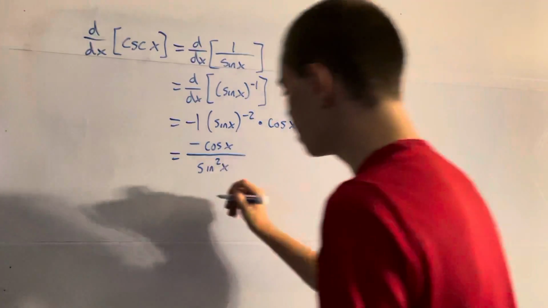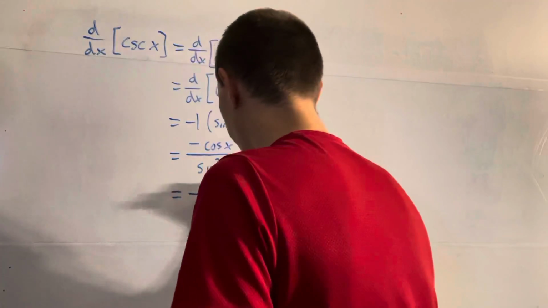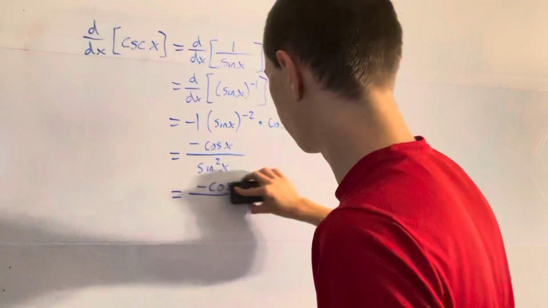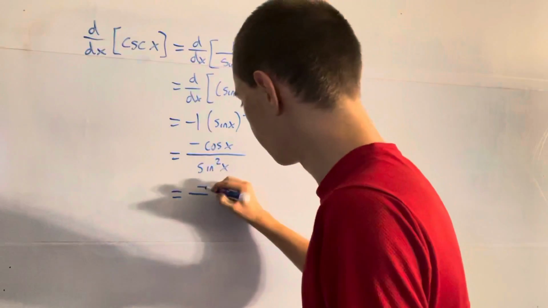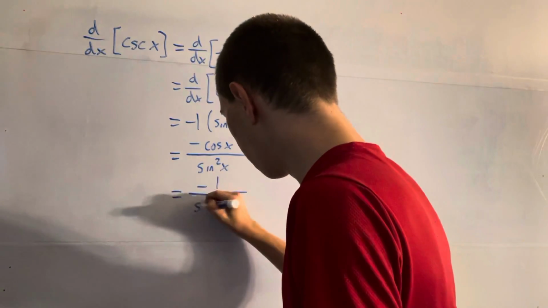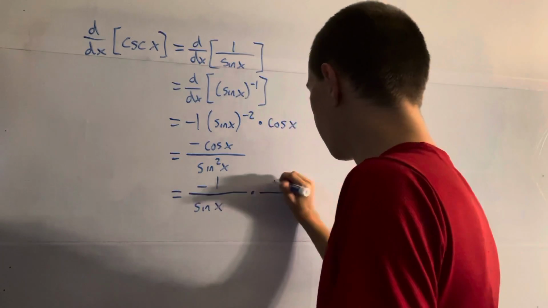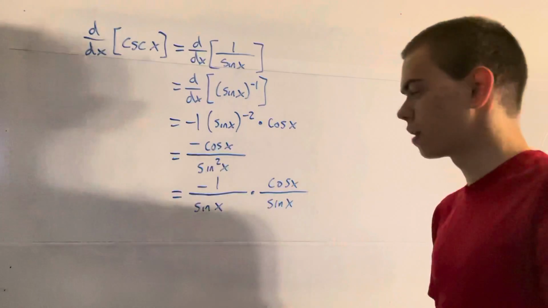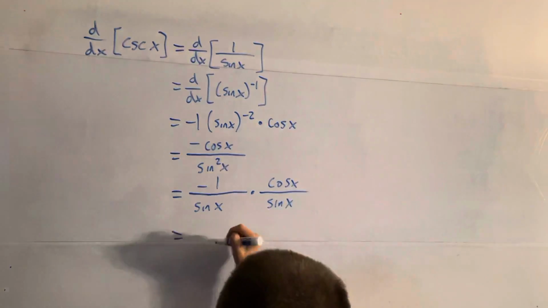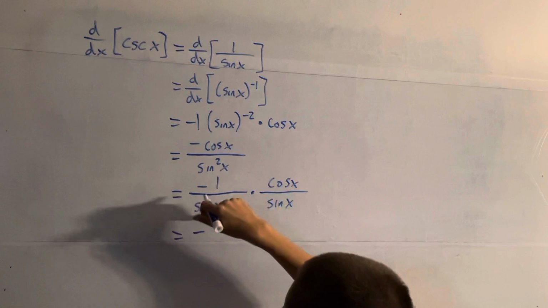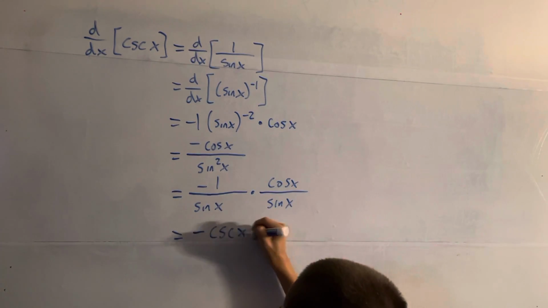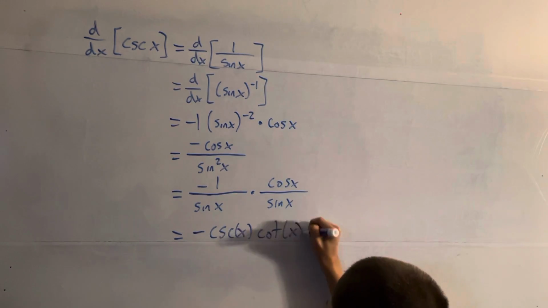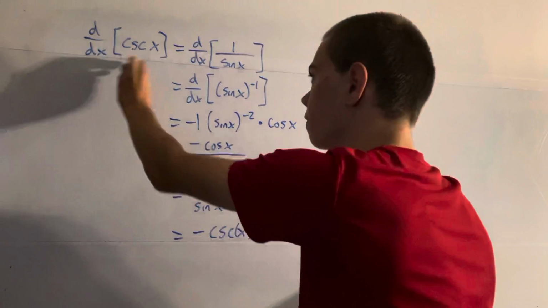And so another way that we could rewrite this, we could say that this is just the negative cosine of x. Actually, we're going to write it this way. We could say that this is just -1 over the sine of x times the cosine of x over the sine of x. So this is equivalent to that. And so as a result, we're going to get -1 over the sine of x, which is just the cosecant of x, right? And cosine of x over the sine of x is just the cotangent of x. And so this right here is pretty much the answer to the derivative of the cosecant of x.